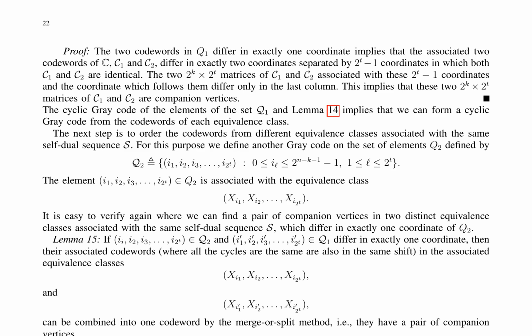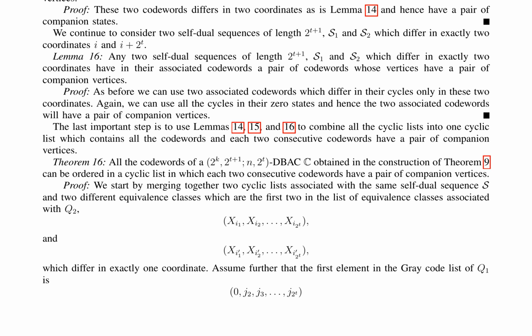To order the codewords from different equivalence classes associated with the same self-dual sequence S, the authors define another gray code on the set of elements Q2. Specifically, the element (I1, I2, I3, ..., I2t) in Q2 is associated with the equivalence class of (xi1, xi2, ..., xi2t). The authors demonstrate that a pair of companion vertices in two distinct equivalence classes associated with the same self-dual sequence S, which differ in exactly one coordinate of Q2, can be found. According to Lemma 15, if two elements in Q2 and Q1 differ in exactly one coordinate, then their associated codewords in the associated equivalence classes can be combined into one codeword by the merge-or-split method, yielding a pair of companion vertices.